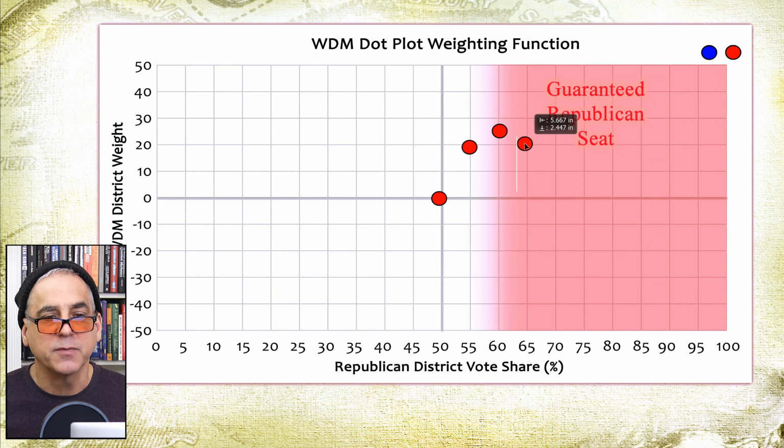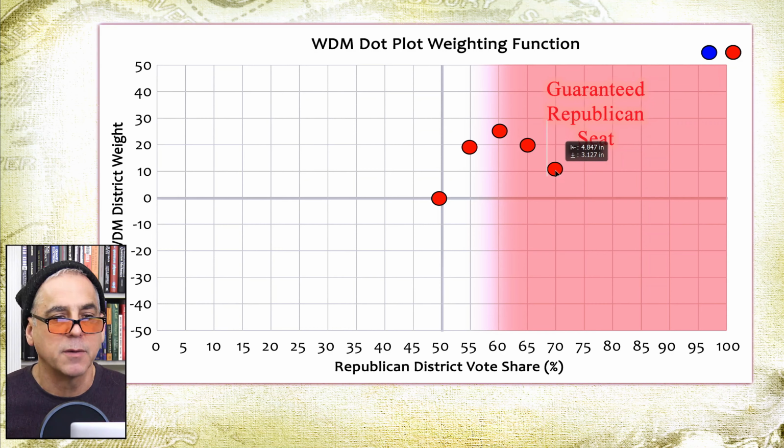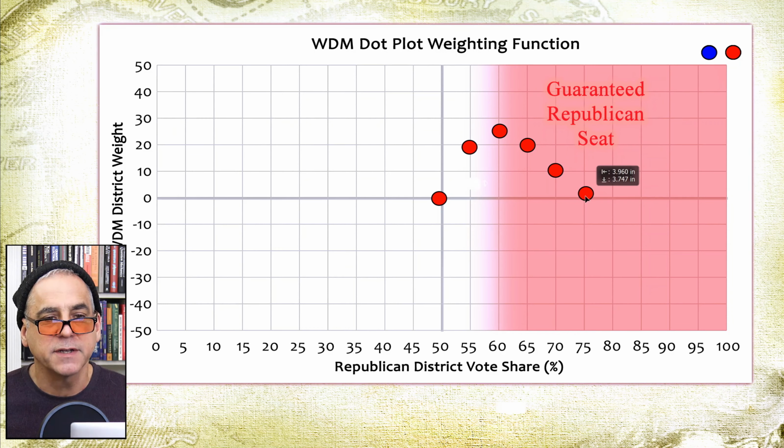The weight of a 65% district drops to 19. From there, weights steadily decline as districts become more packed. The 70% district has a weight of 10. The 75% district, the crossover point, gets a weight of 0. And 80% gets negative 10, and so on down the line until we get to the Republican district fully packed, 100% Republicans. That gets a weight of negative 50.